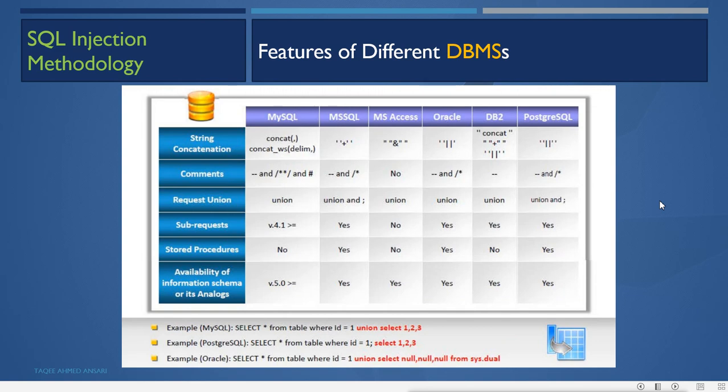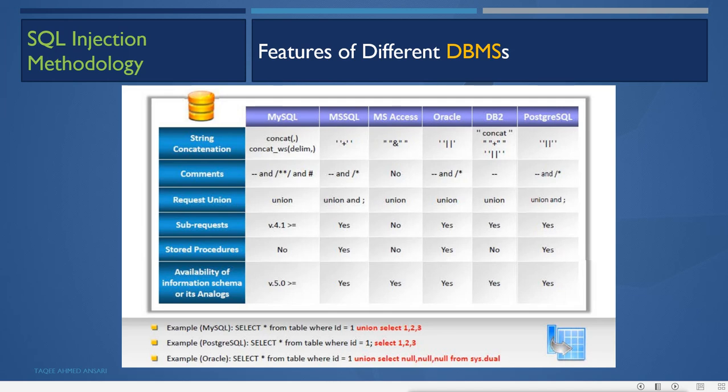Features of different DBMSs. Now, different DBMSs, database management systems: we have MySQL, Microsoft SQL, Microsoft Access, Oracle, DB2, PostgreSQL. In these, string concatenation is done by the concat function. In MySQL it is concat or concat_ws.